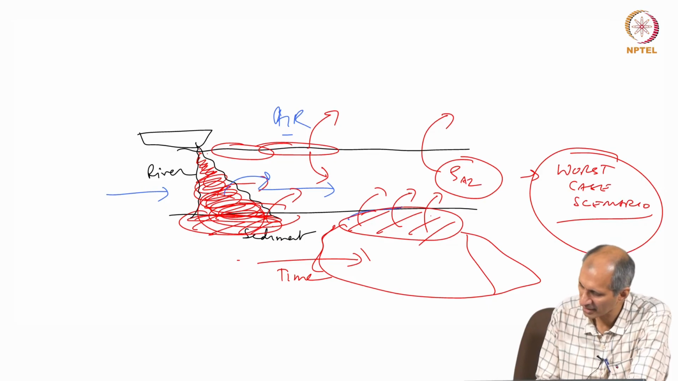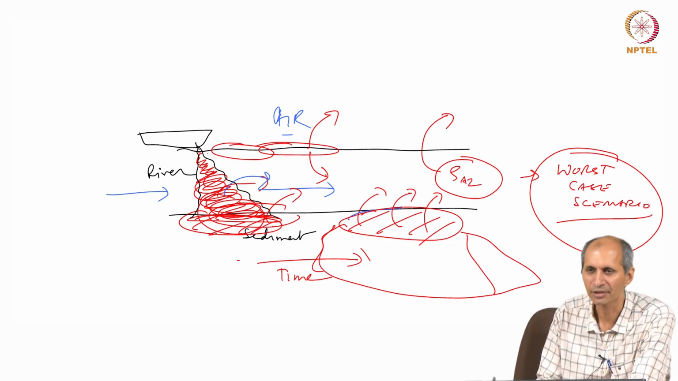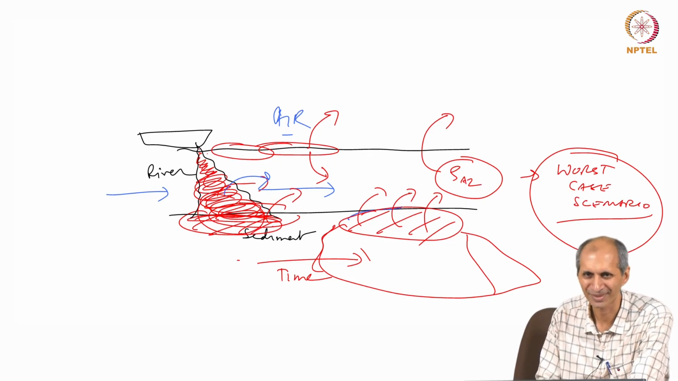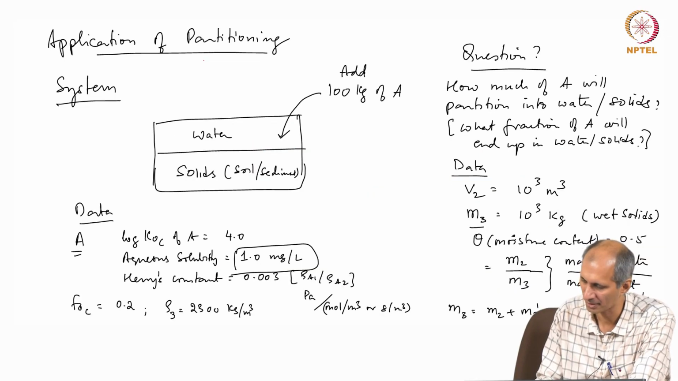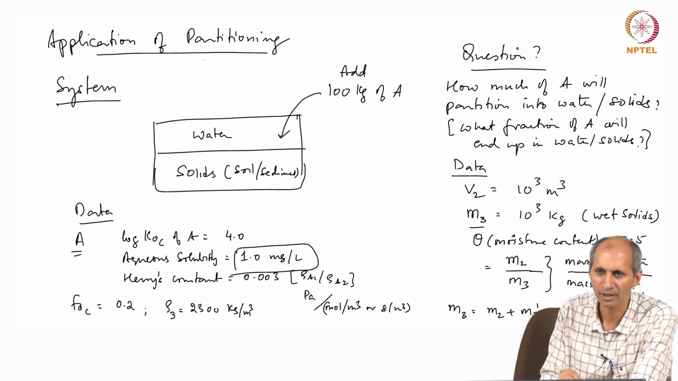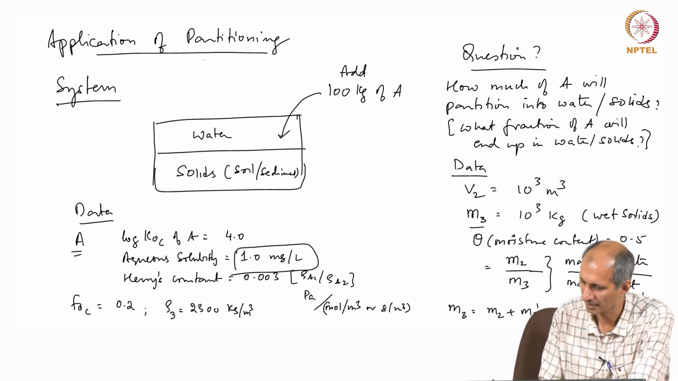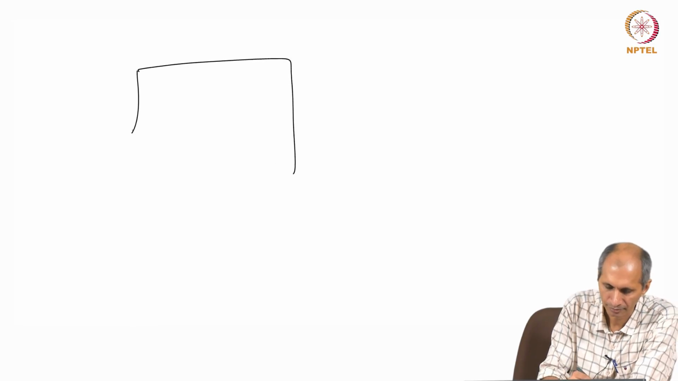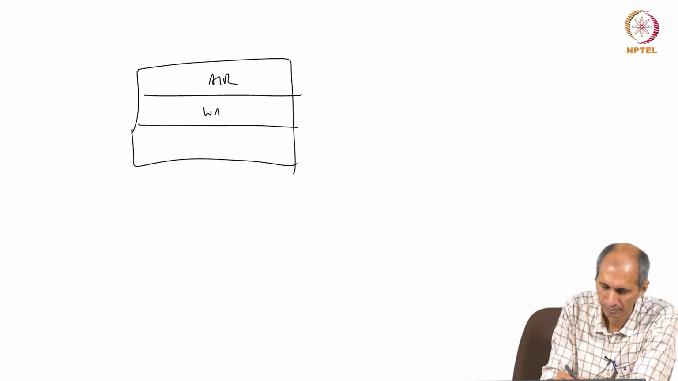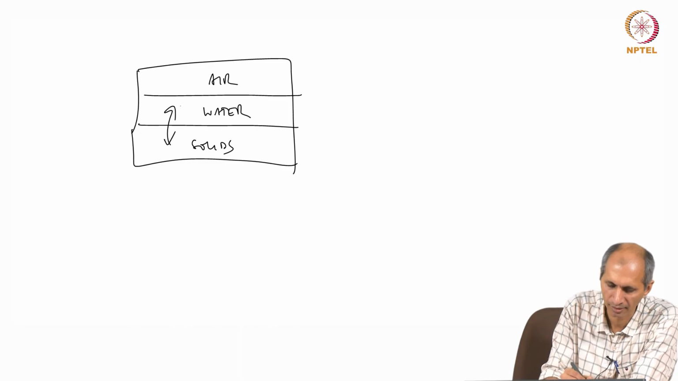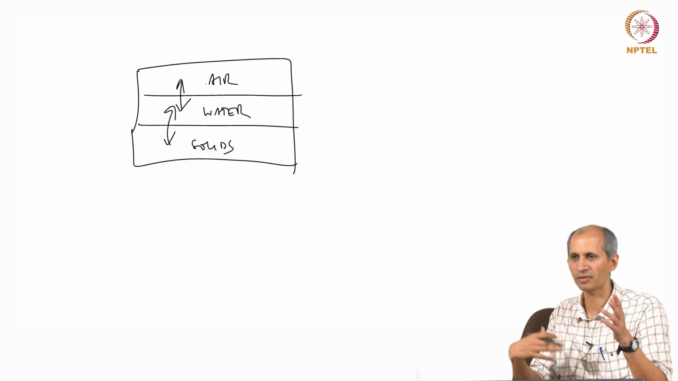So in the earlier problem I can add a third phase, I can add air. In this system here I can add a third phase, air, and the problem will change significantly. And assume that there is a nice transfer between all the three phases.